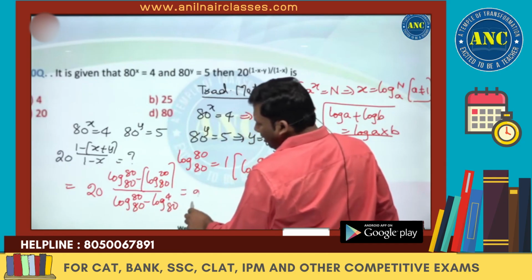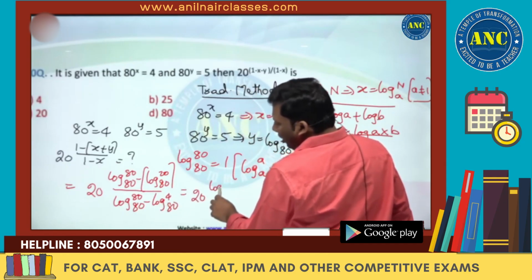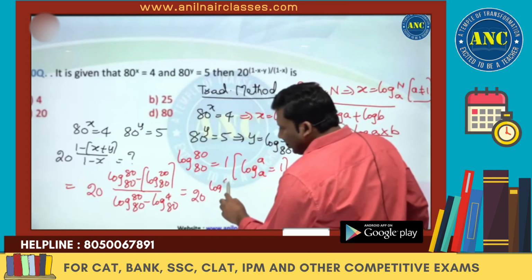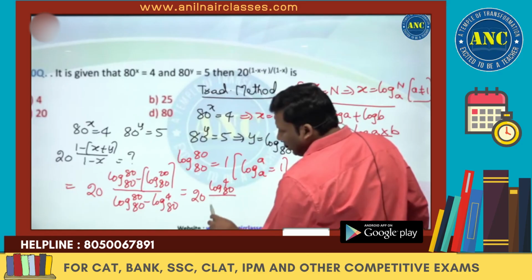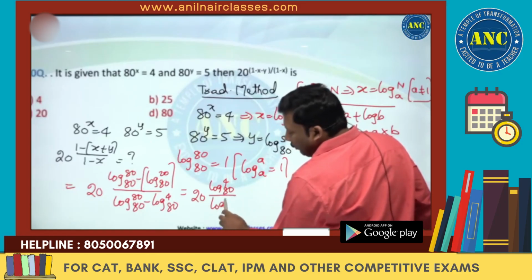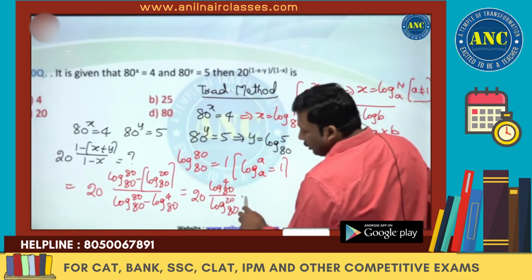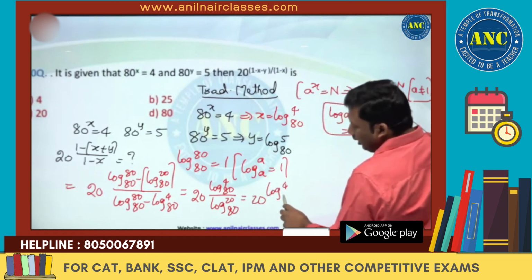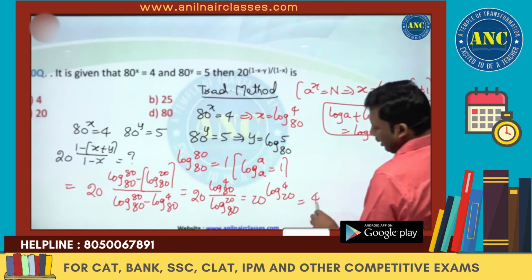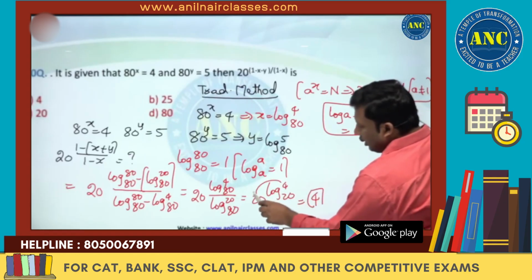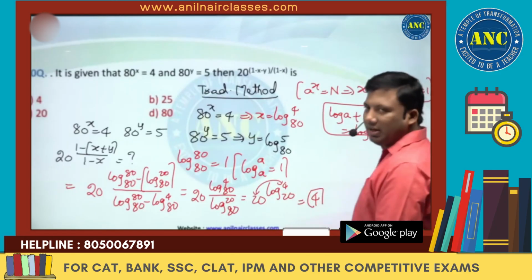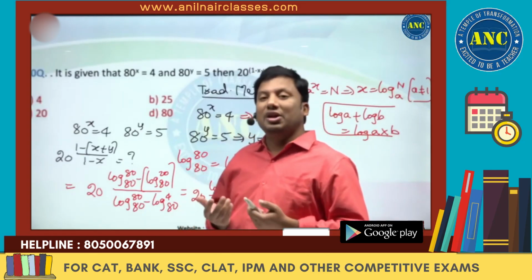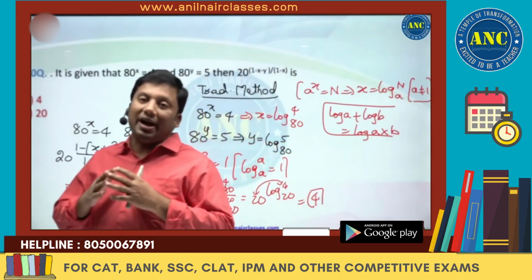So this will become 20 power of log a minus log b, which is log a by b. 80 by 20 is log 4 base 80, divided by 80 by 4 is log 20 base 80. Log 80 will get converted: 20 power log 4 base 80. The answer is 4. Why? Because these 4 and 20 can be interchanged. A very, very beautiful question where we are using a lot of logarithmic identities.